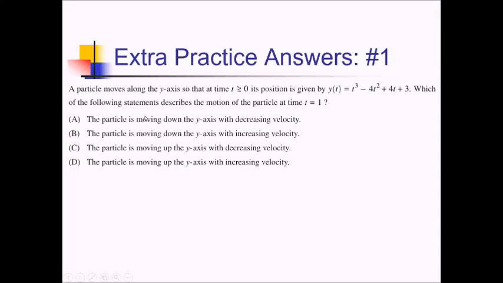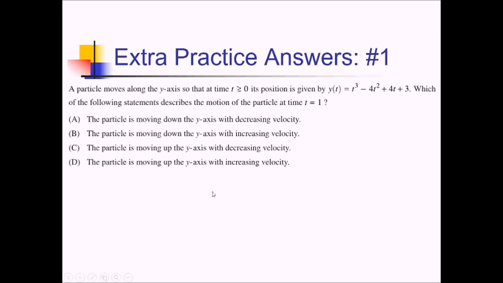For this problem, we have a particle moving along the y-axis so that its position is given by this y of t function. Which statement describes the motion at time 1? If you look at these statements, they're all talking about whether we're moving down or up, and also whether we have decreasing or increasing velocity. To answer the question of down versus up, we need to know the sign of y prime. To answer the question of decreasing versus increasing velocity, that's talking about y double prime, the change in velocity.